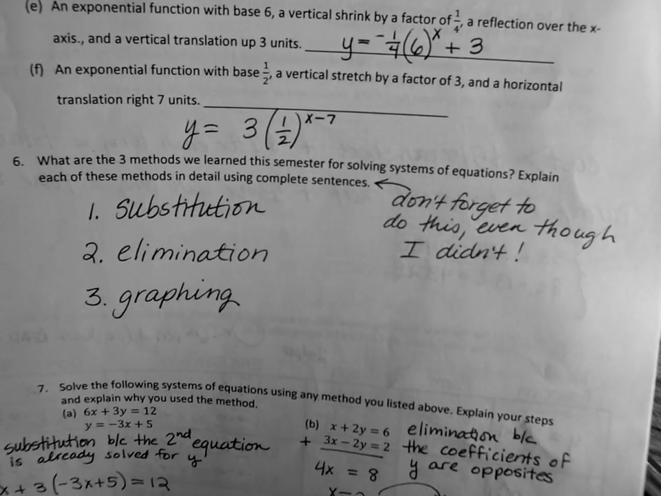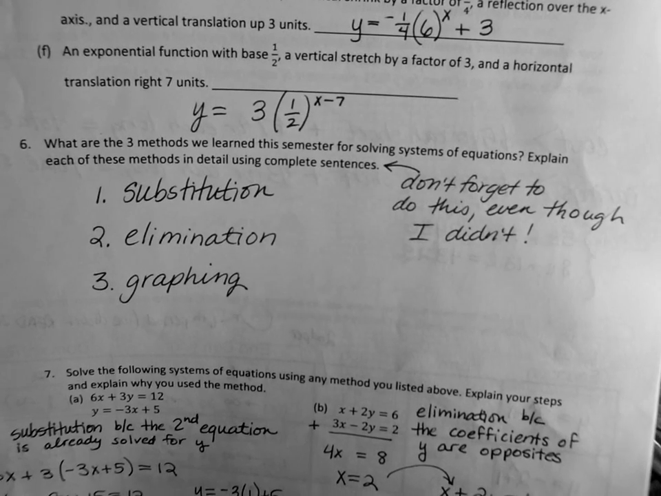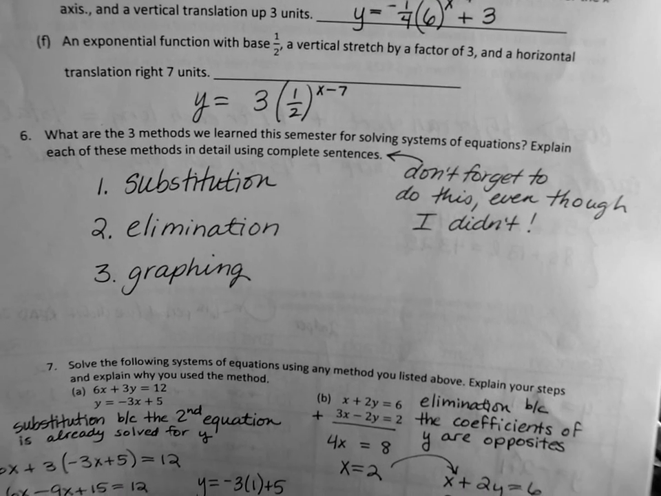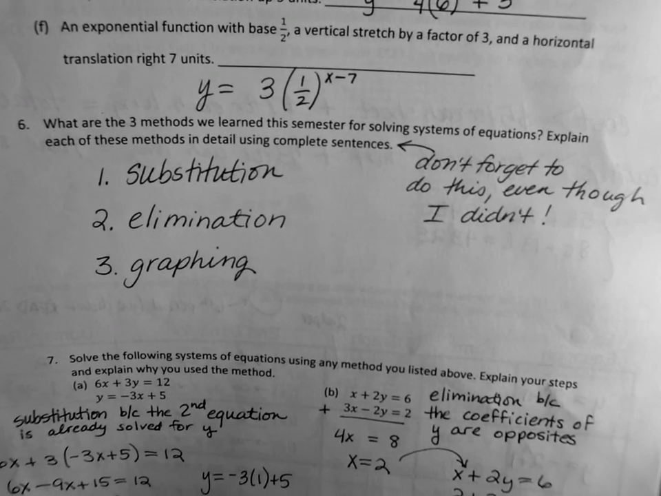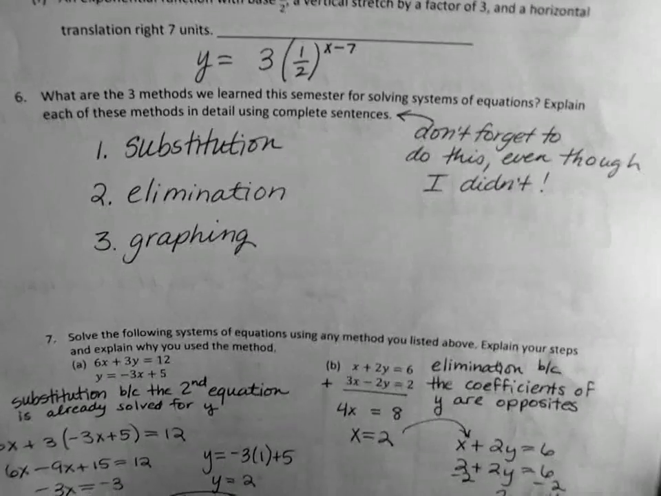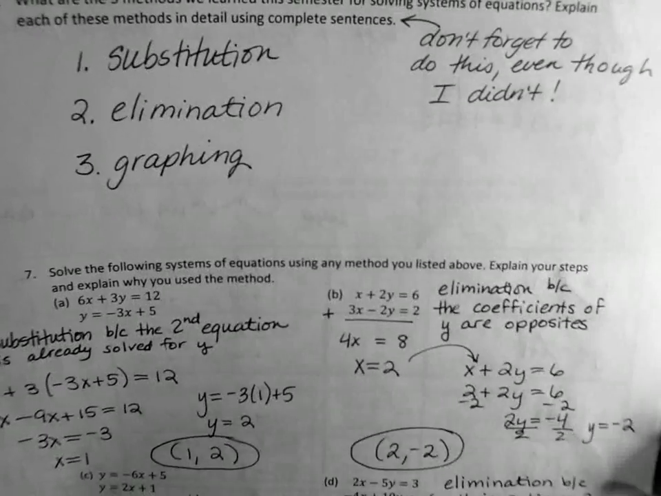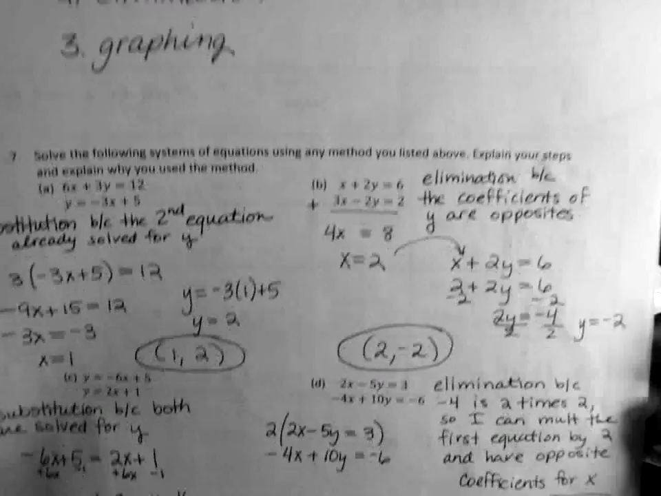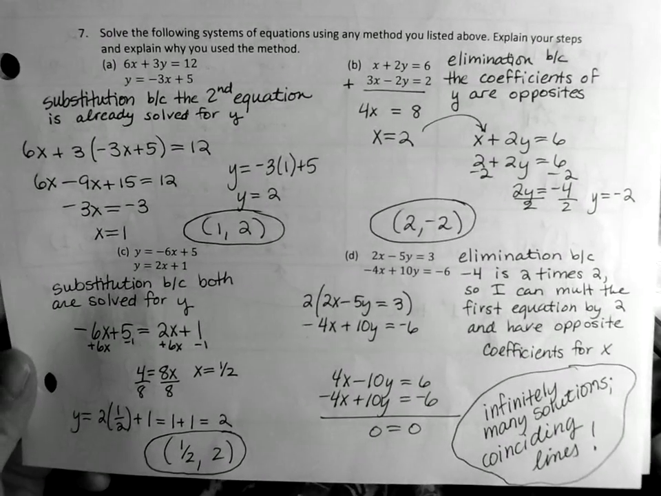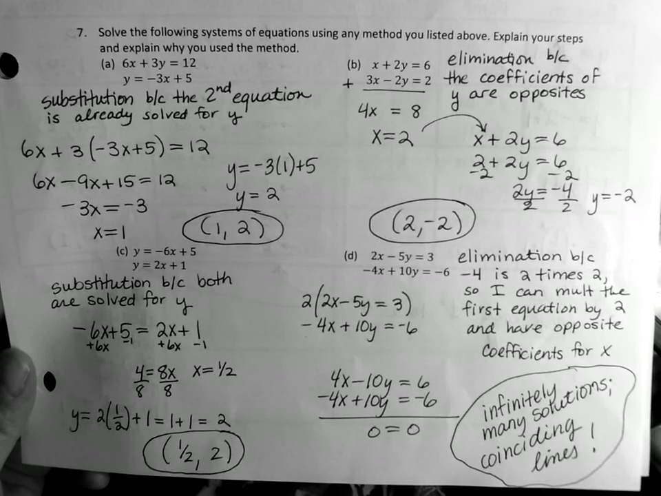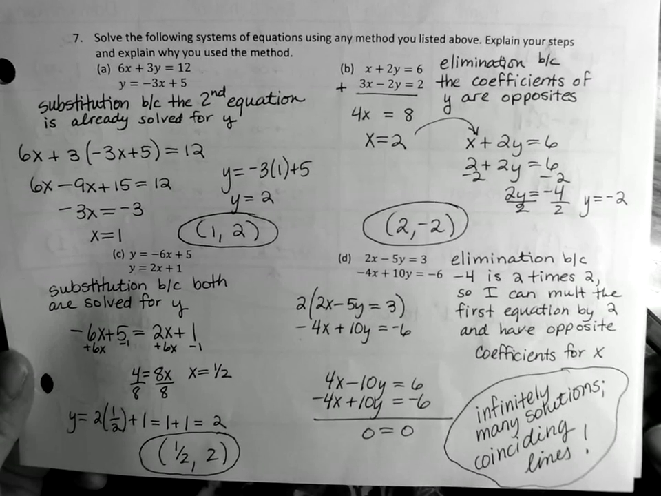I did not go into the detail on number 6, but you should explain those in complete sentences. I can't do everything for you here. You're going to have to do some of it. Number 7. You could check your work on these. And of course it does say to explain why.